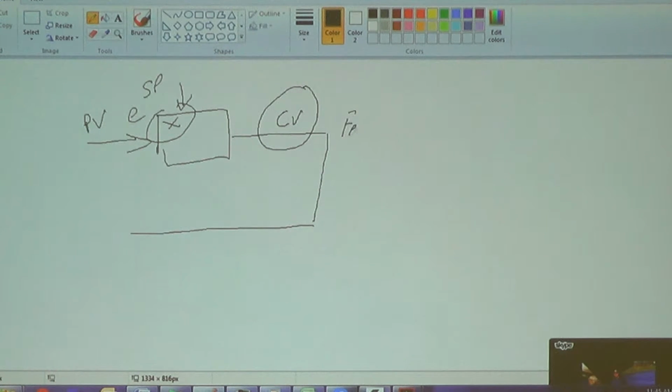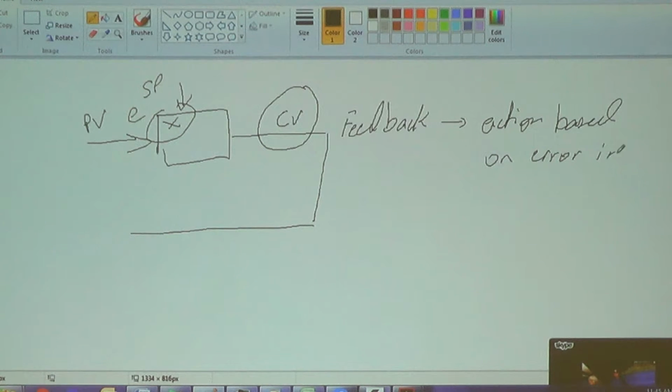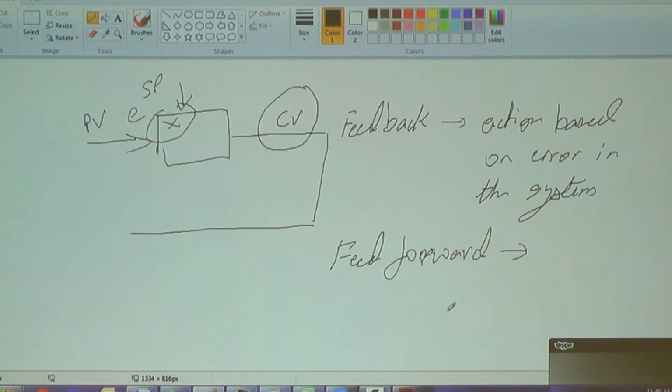So feedback control says action based on error in the system. Feed forward says, I am not going to wait for the error. I will take action ahead of time. How do I take action ahead of time? I know my input is going to vary so much, so I add a corrective action in my control algorithm which takes care of the error.